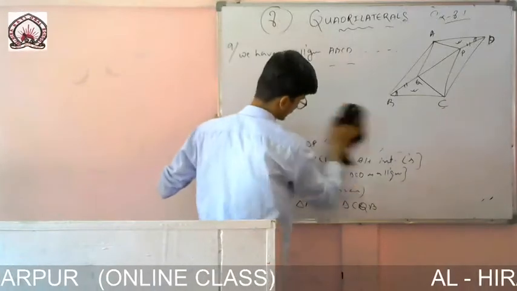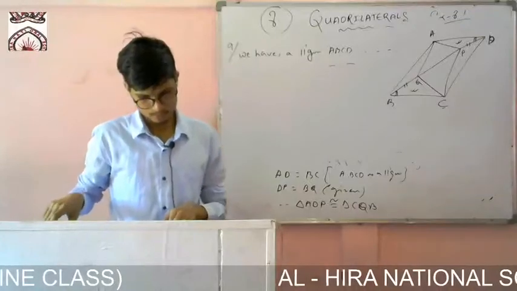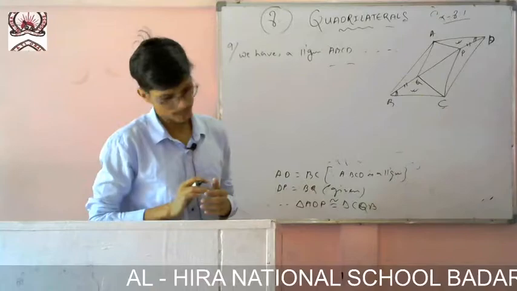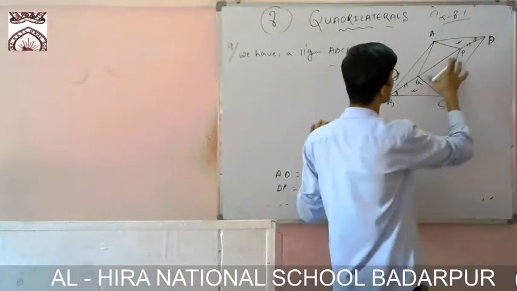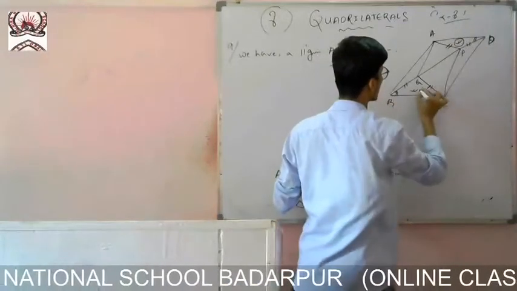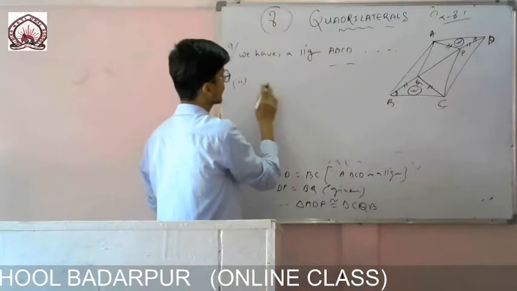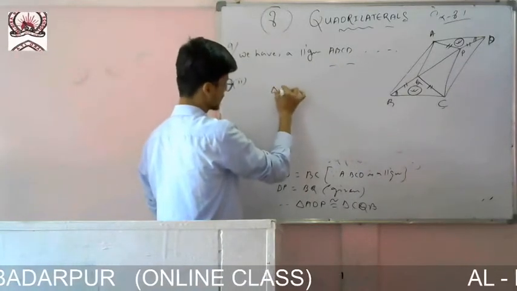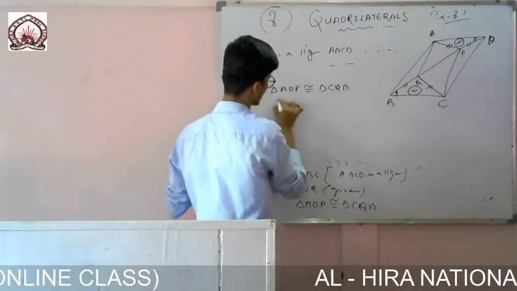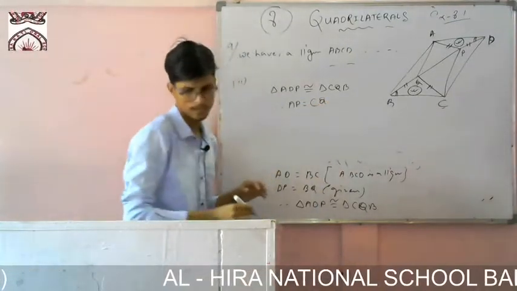Now Roman number 2. Same, all are the same. Let me do Roman number 2. Just now we have proved that these two triangles are congruent. So what do I have to prove? AP equals CQ. AP, this side, is equal to this side. Therefore, since we have proved that triangle ADP is congruent to triangle CQB, AP will be equal to CQ.